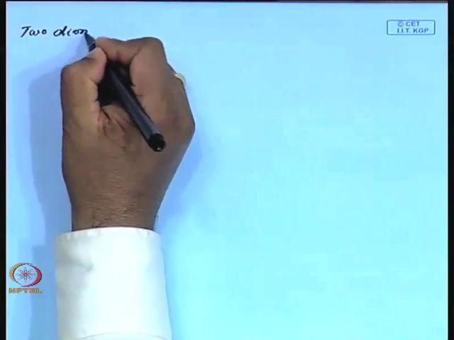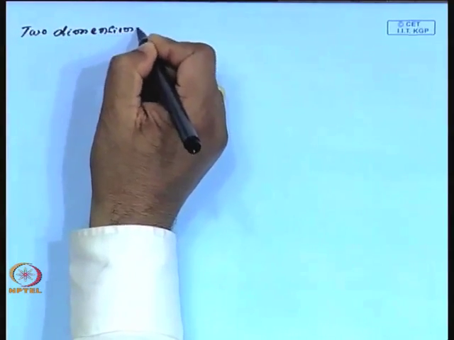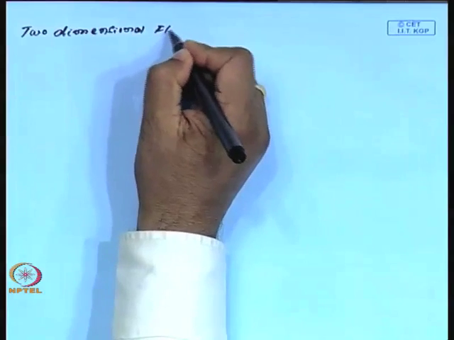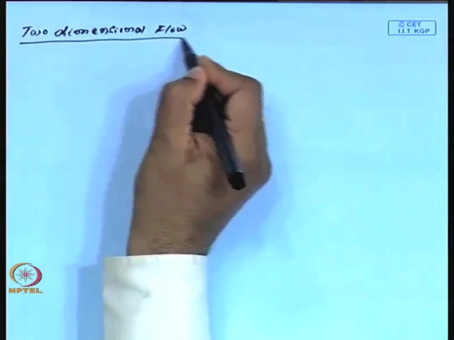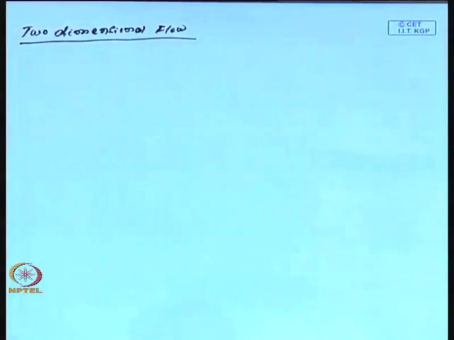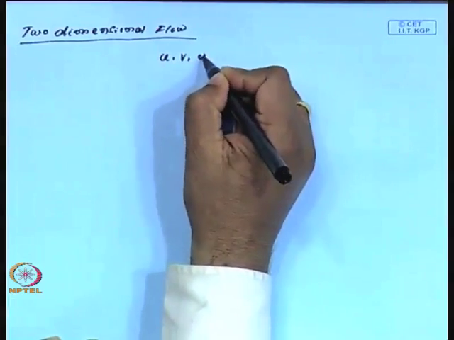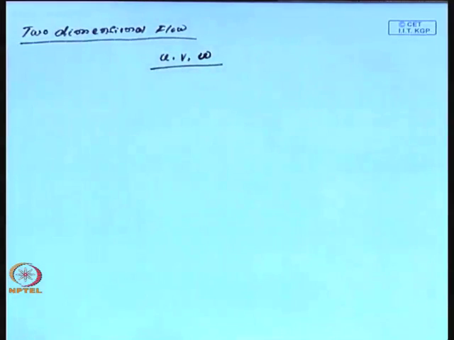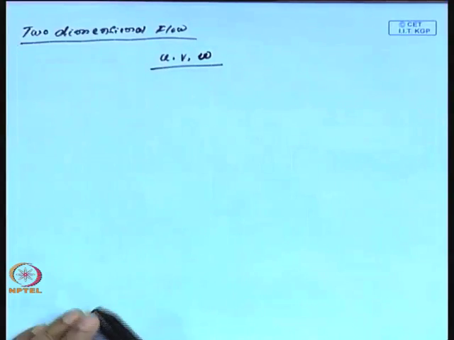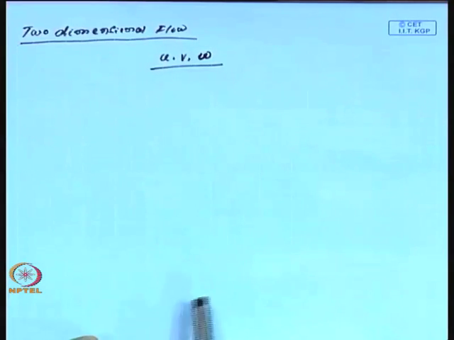Why the need of two dimensional flow? Because everything in nature is three dimensional. Why should we think of a two dimensional flow? We have the three components of velocity u, v, w. Suppose one of the components is very small or negligible. In such a situation, we can consider the flow as two dimensional.